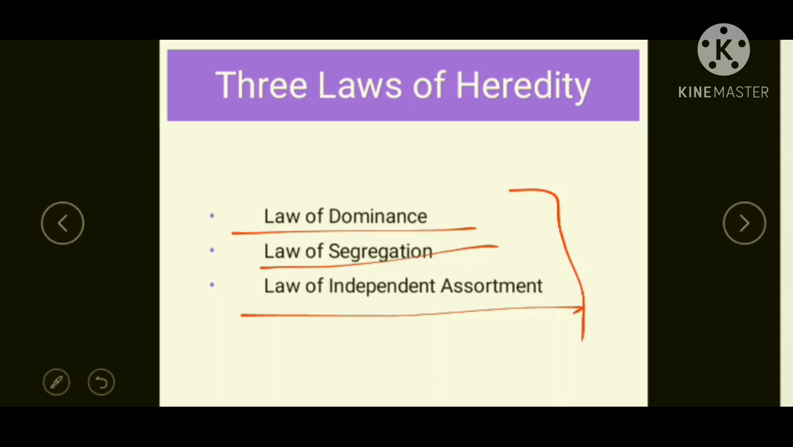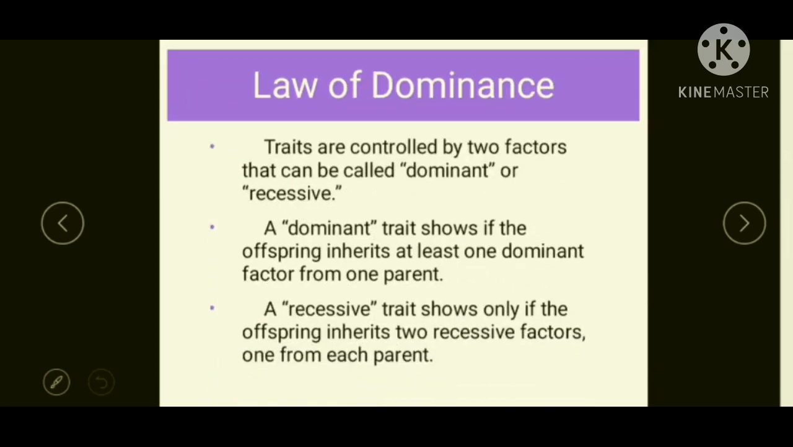Yeah, so there are three laws of heredity: the law of dominance, the law of segregation, and the law of independent assortment. Let us see each of them one by one. A trait can be controlled by two factors, a dominant and a recessive. A dominant trait shows if the offspring inherits at least one dominant factor from one parent.